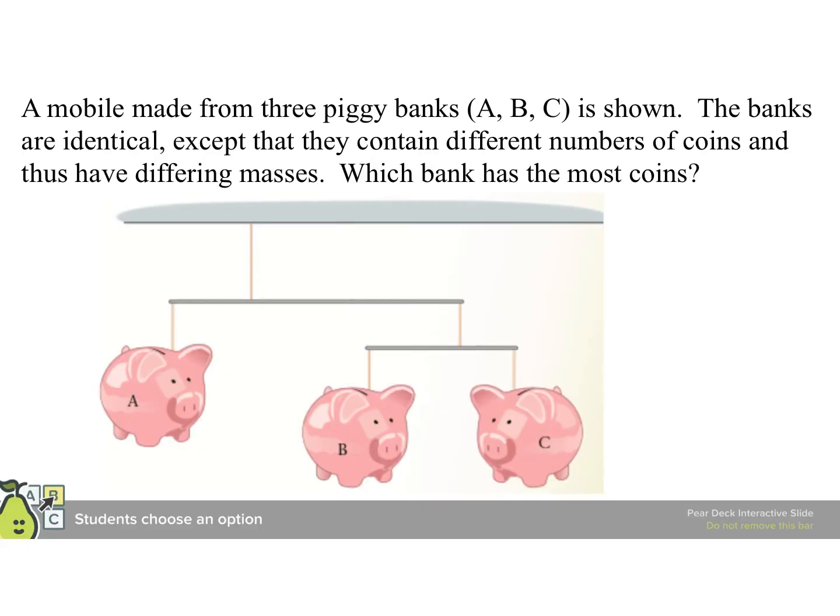A mobile made from 3 piggy banks, A, B, and C, is shown. The banks are identical, except they contain different numbers of coins and thus have differing masses. Which bank has the most coins? By the way, we have to be a little careful here because it would depend on if they had the same coins in them, right? Dimes are worth more, but weigh much less, and so on. So you'd have to really say which ones have the higher mass, not which has the most coins.